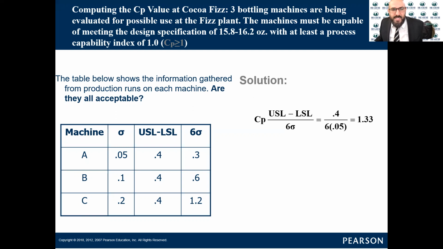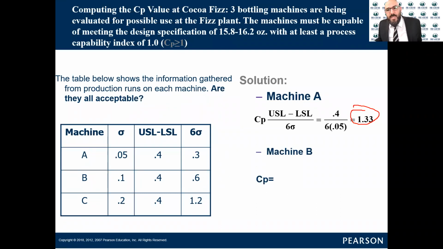For machines A, B, and C, the standard deviation is 0.05 for A, 0.1 for B, and 0.2 for C. The difference between the upper specification limit and the lower specification limit is 0.4. Now if we apply this, upper specification limit minus lower specification limit, which is 0.4, divided by 6 sigma, 6 times 0.05, 0.4 divided by 6 times 0.05, that will give you 1.3. That means the process is potentially capable of meeting the customer need.